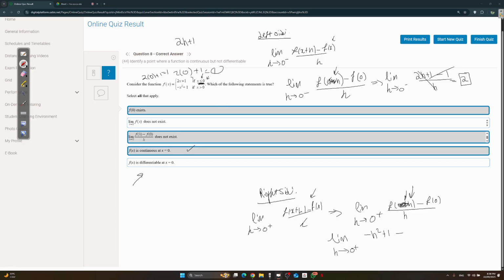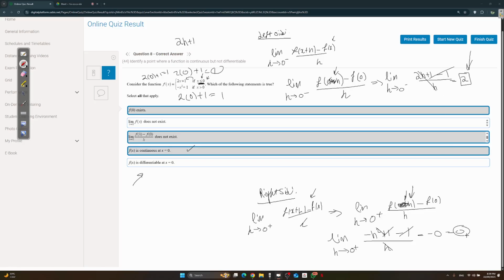So I'm going to substitute 0 into the first one. Here, it's the same thing, only for this question. But in other questions, it's all different. So negative h squared plus 1 minus f of 0 over h. Cancel. h squared over h becomes negative h. Now can you apply the limit? Yes. So the limit as h approaches 0 of negative h is negative 0, which is just 0.